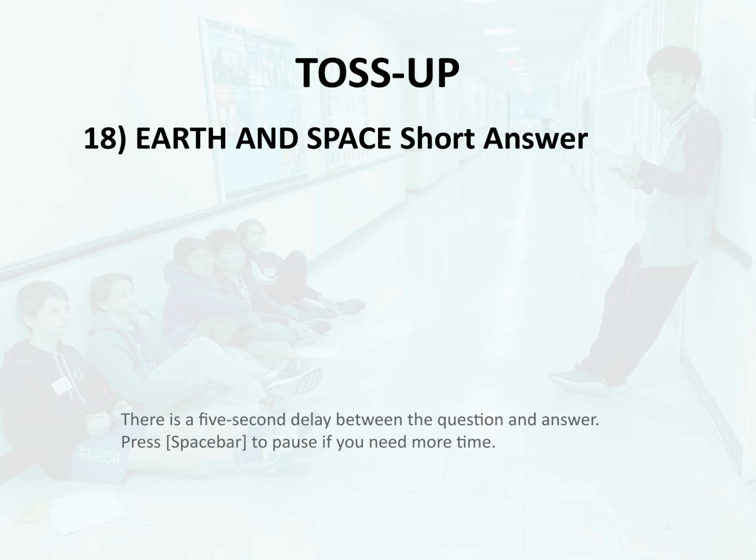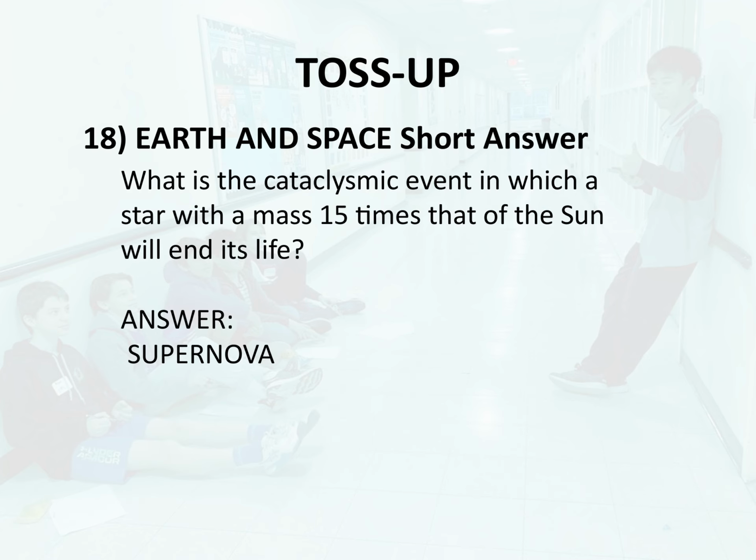Toss-up 18. Earth and space. Short answer. What is the cataclysmic event in which a star with a mass 15 times that of the Sun will end its life? Answer: supernova.